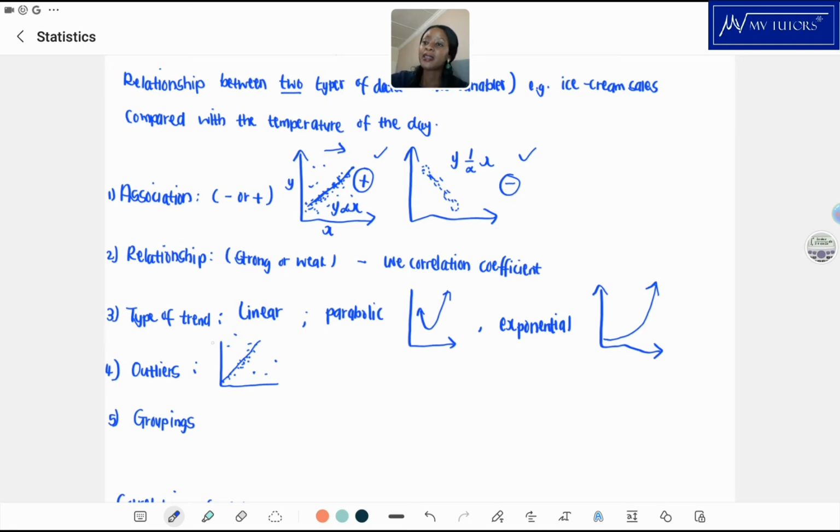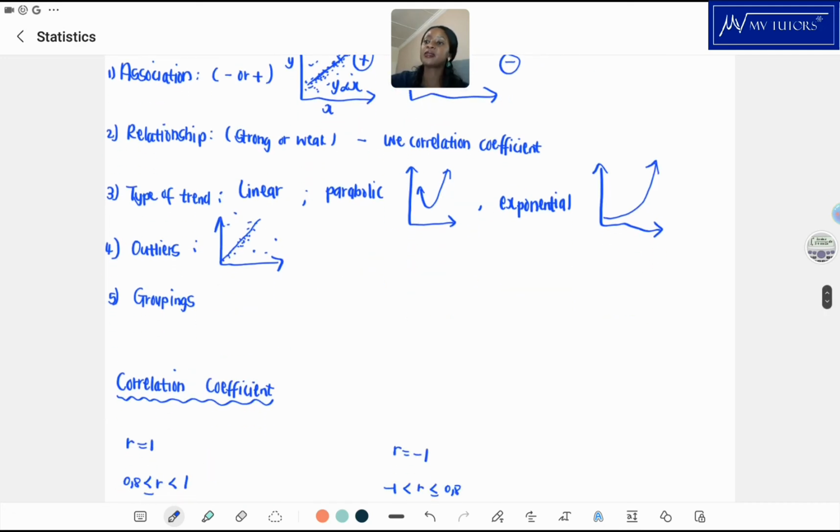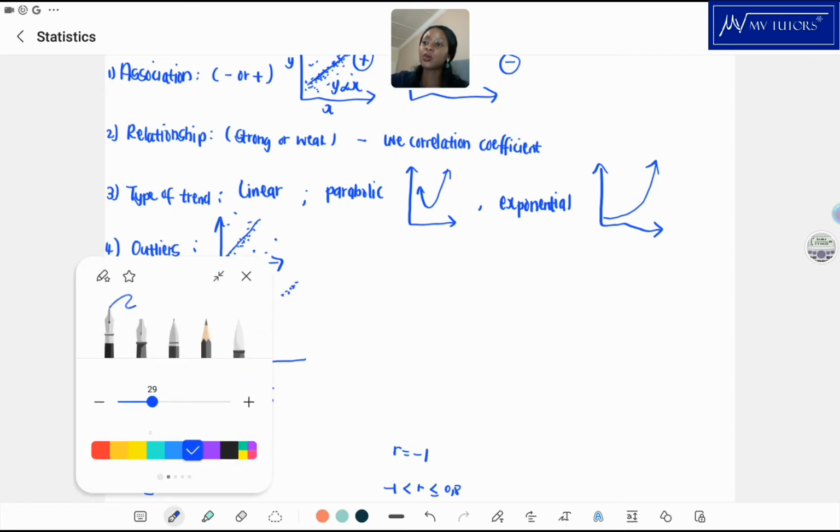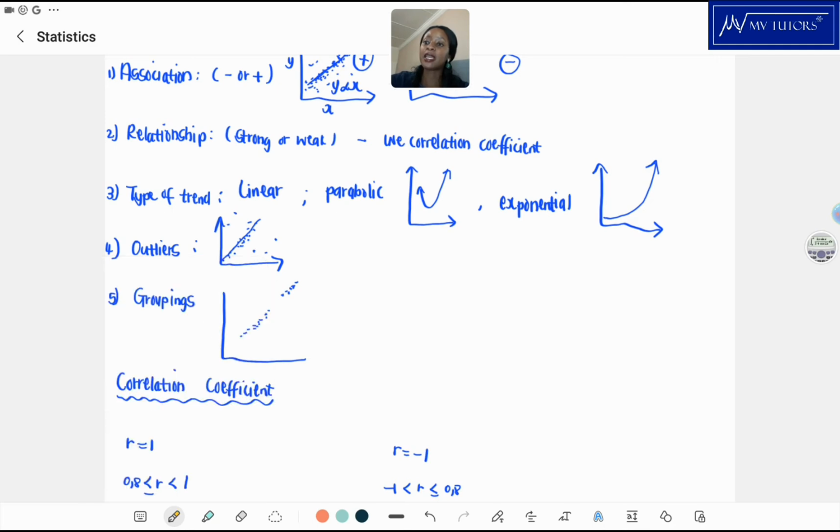All right, and then groupings. When it comes to groupings, let's say you have a data set where you have data just in the middle, and then there's a gap, and then it just continues. So here you have two kinds of groupings. Once you have a trend line, here we also have a linear trend, which has a positive association.